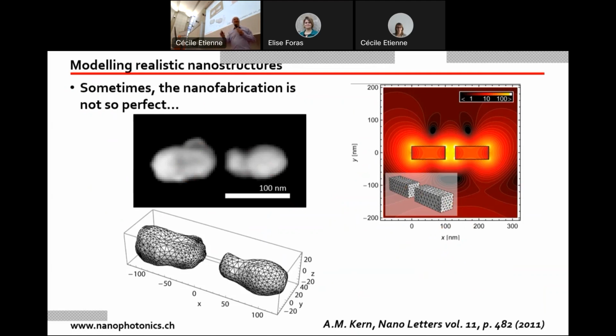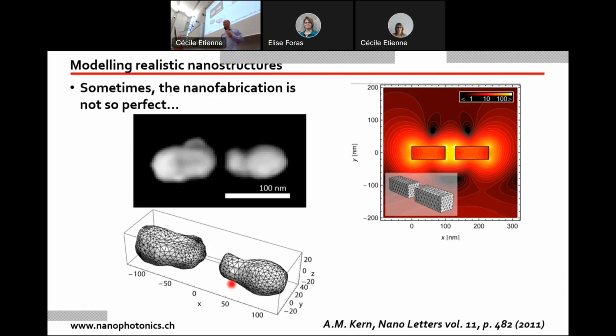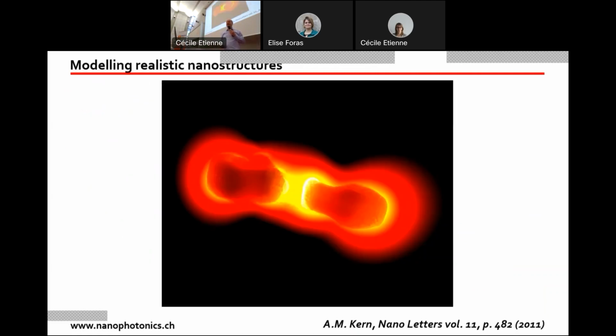You can discretize it, and then you can compute the field, and you realize that actually this structure is fantastic because it has a very strong field confinement here between the 2 arms of the antenna, and that will work very well. So this is what I mean by going beyond numerical simulation, not just doing the perfect calculation for the perfect structure, but taking your experiment, looking at it, and then trying to understand what you've really done in your experiment. And I think this is then very insightful.